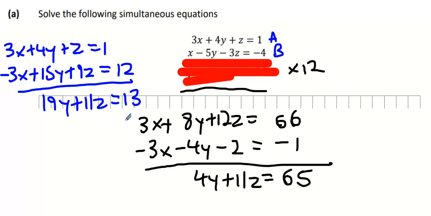Oh, that's convenient. Look at that. That's really convenient. See the two equations, they both have 11z in them. So I'm going to multiply this one by minus, 4y minus 11z equals minus 65.